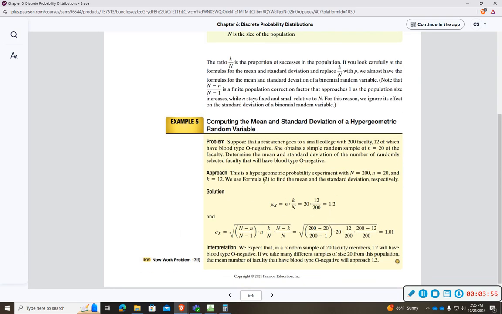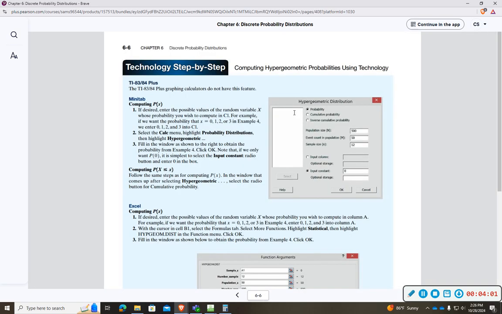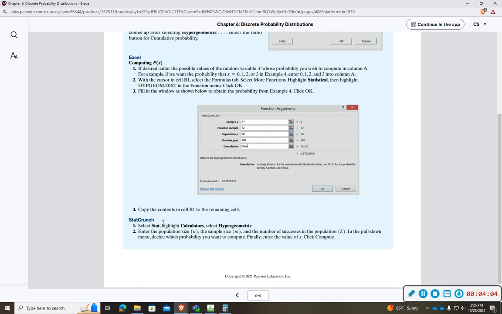Here's an example of them showing computing the mean and the standard deviation. And then here are some steps to do it with technology, and StatCrunch is what we're going to be using. So you're going to do Stat, Calculators, Hypergeometric. We'll enter those parameters. They're telling you the population is N, and the sample size is going to be m. So they've changed it. Instead of big N and little n, they have N and m. And then the number of successes is going to be k, and then the probability of X. All right, let's jump over to MATLAB.